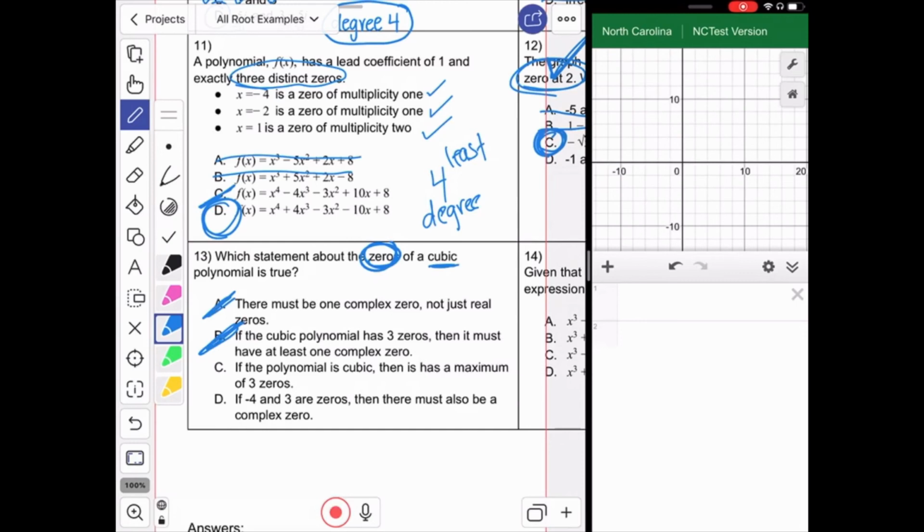If I have a polynomial that's cubic, then it has a maximum of 3 zeros. Well, that is true because if I have a cubic function, that means its degree is 3. So I have a maximum of 3 zeros. That is a true statement. The other one then said if I have -4 and 3, there must also be a complex. Well, that's not true because if I have -4 and 3 and I have a complex, then I would have to have two complex, which would make it a degree of 4.